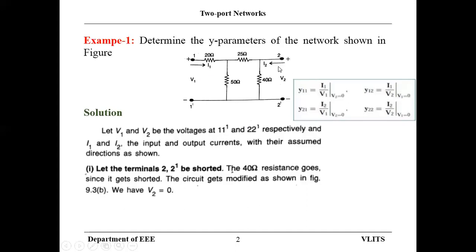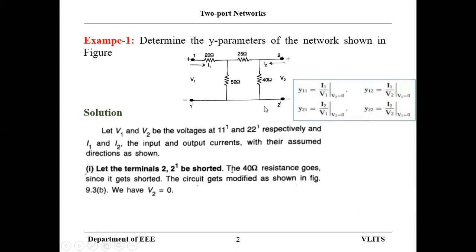and similarly I1, I2 are the input current and output current. So first, if you want to find the first two parameters, those are Y11 and Y21, then you have to apply the short circuit at the secondary side. If you apply the short circuit at the secondary terminal, the voltage across this terminal will become 0, that is V2 equal to 0. Then you will get Y11 and Y21.